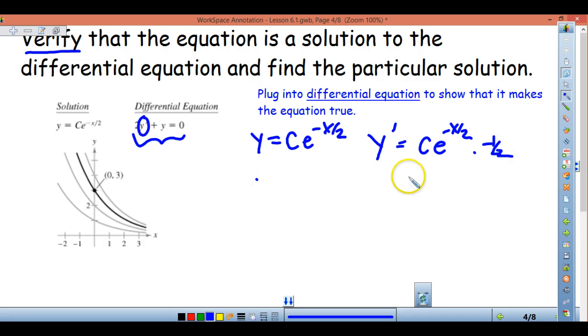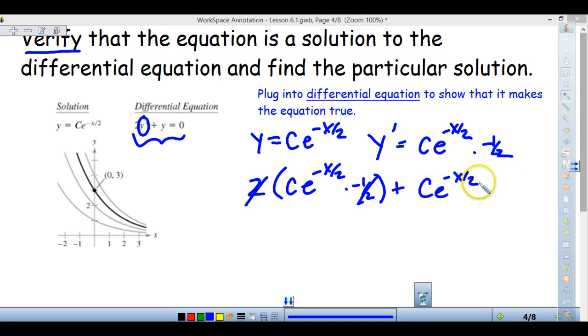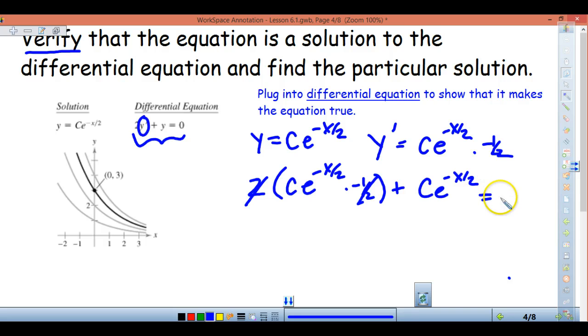All right, so I need to do 2y prime, so 2 times my first derivative, plus my original function. The 2 and the half end up canceling, so I end up with negative c e to the negative x over 2 plus c e to the negative x over 2, which does in fact have a sum of 0. So I did verify that the equation is a solution to the differential equation.